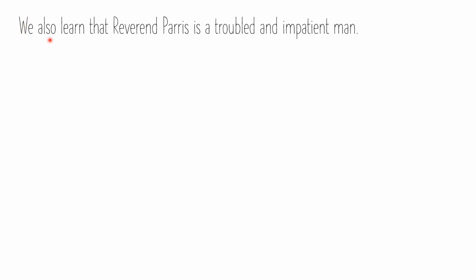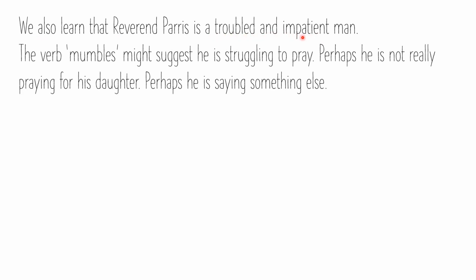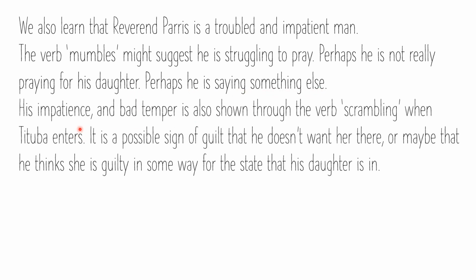Okay, we also learn that Reverend Paris is a troubled and impatient man. The verb mumbles might suggest he is struggling to pray. Perhaps, there we go, we've got another one. Perhaps he is not really praying for his daughter. Perhaps he's saying something else. His impatience and bad temper is also shown through the verb scrambling when Tituba enters. It is a possible sign of guilt that he doesn't want her there, or maybe he thinks she is guilty in some way for the state that his daughter is in.